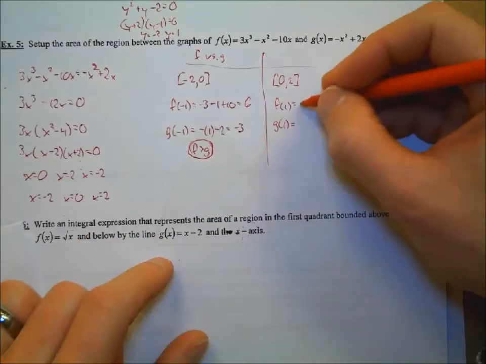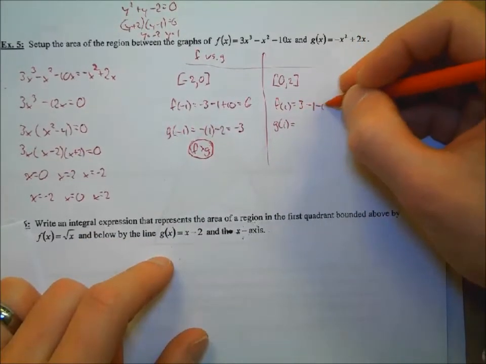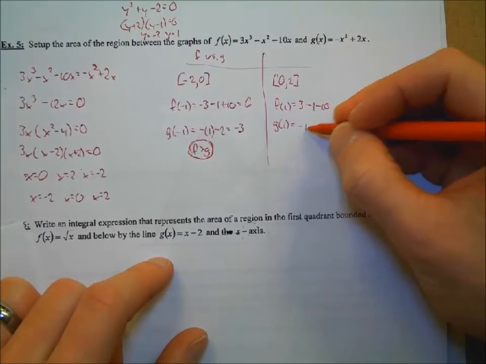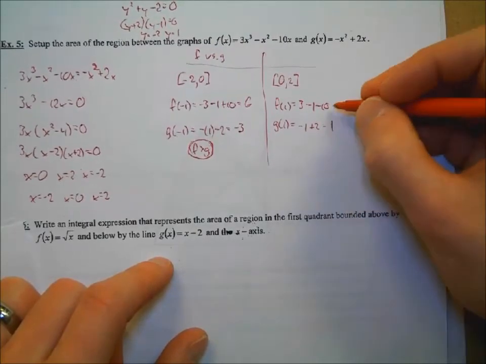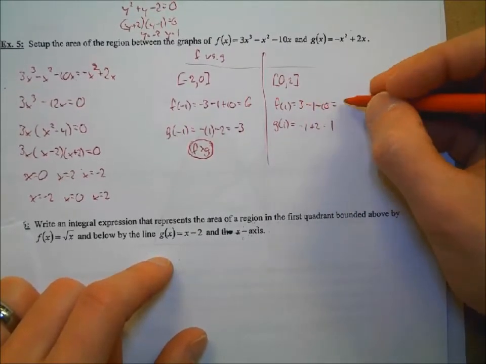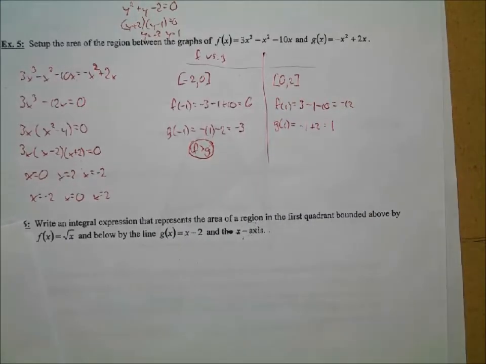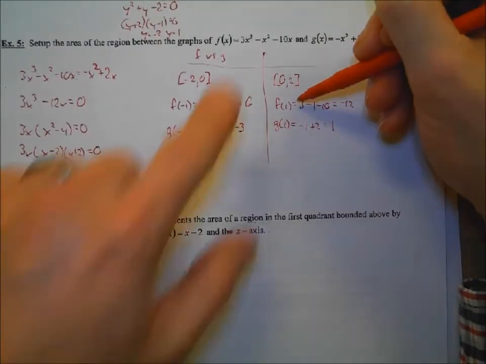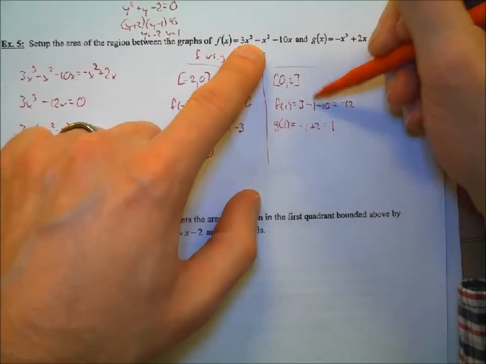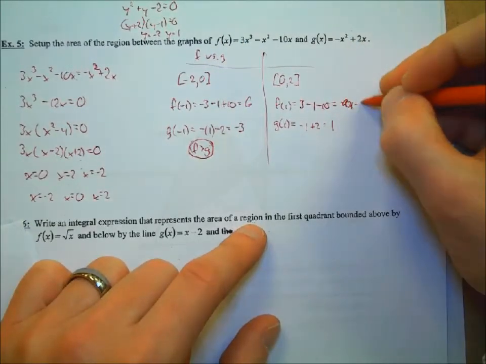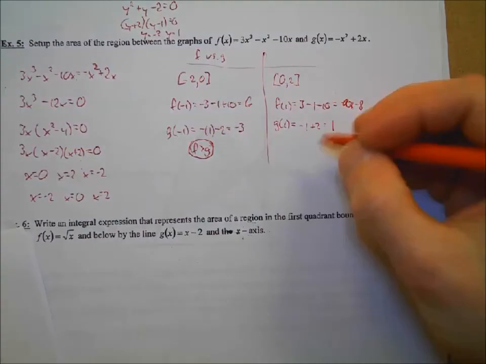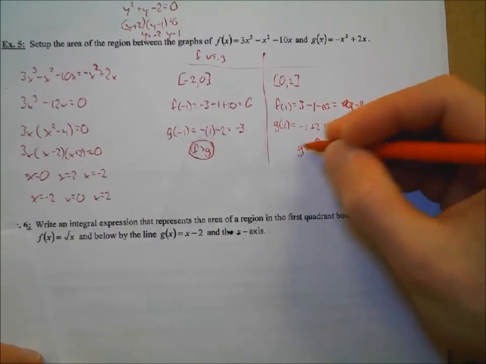So it's going to be 3 minus 1 minus 10, and this will be -1 plus 2, so we get 1 there, and then we get -2, -12. Oh gosh, no, did I mess up that calculation here? 3 minus 1 is 2. Minus 10 is -8. There we go. Okay, so now in this case, g is greater than f.